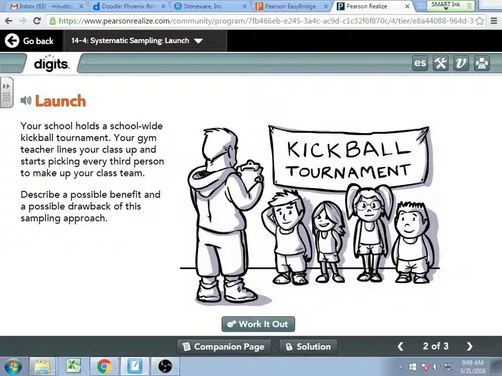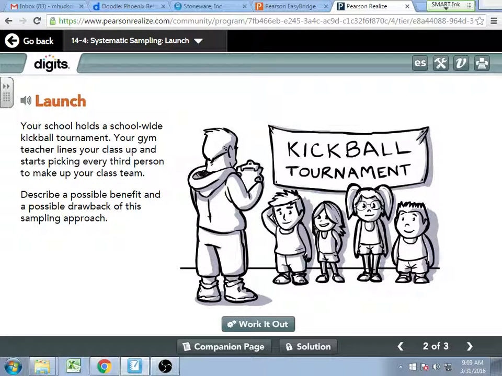So let's think about this situation here at lunch. Your school holds a school-wide kickball tournament. Your gym teacher lines up the class and starts picking every third person to make up the team. Have you ever had people do that before, like 1, 2, 3, 1, 2, 3? They count, and every third person they say you. So what's a benefit and what's a drawback to this sampling approach?